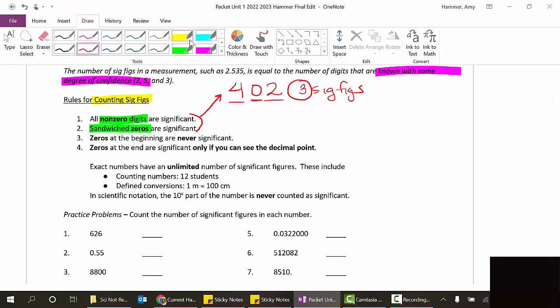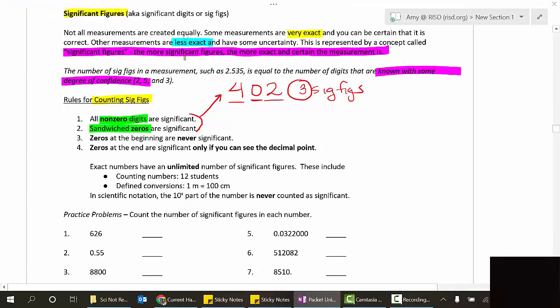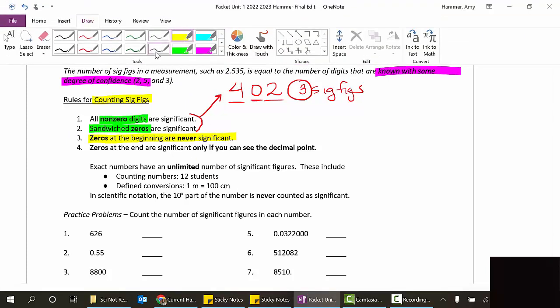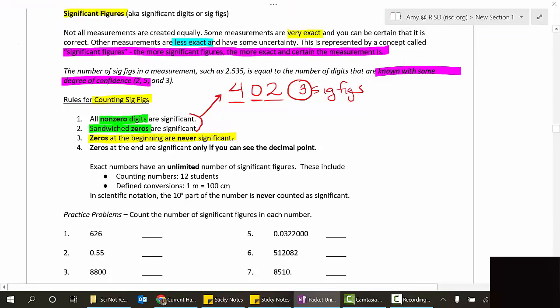All right, rule number 3 is not so bad if you take it literally. Zeros at the beginning of a number are never significant. All the zeros that are at the beginning of a number are never significant. So really the only time you're going to see zeros at the beginning of a number is if it starts with 0 point, so a number that's less than 1. So like 0.0000359, okay? 0.00003593. I'll give it one more.